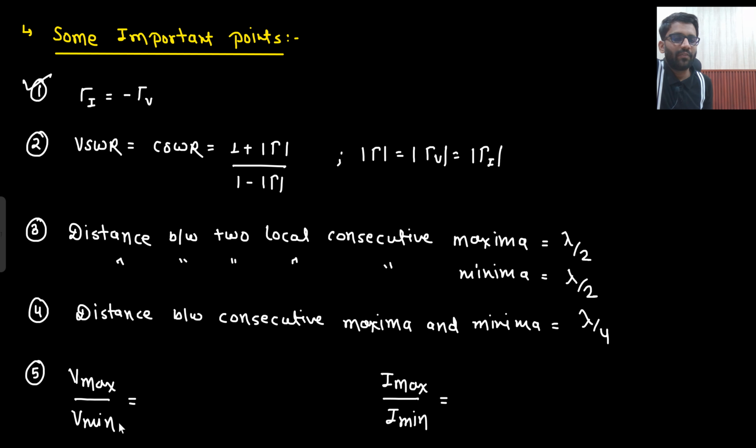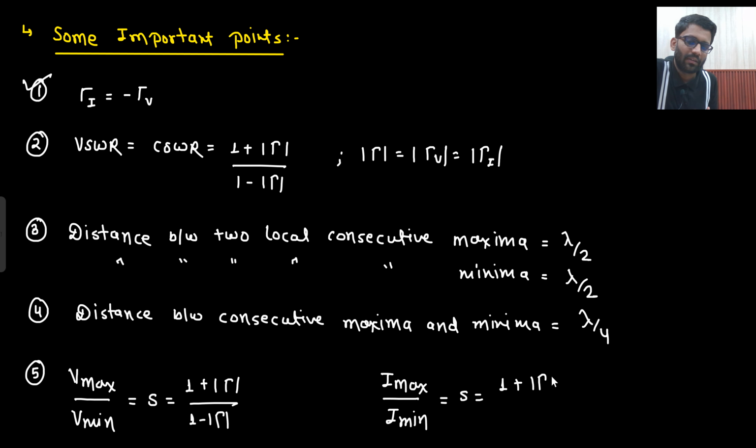Now V max by V min is called S. This is known as the standing wave ratio. So V max by V min is equal to S, and that is equal to 1 plus mod of gamma divided by 1 minus mod of gamma. And I max by I min is also equal to S only, which is equal to 1 plus mod of gamma divided by 1 minus mod of gamma.